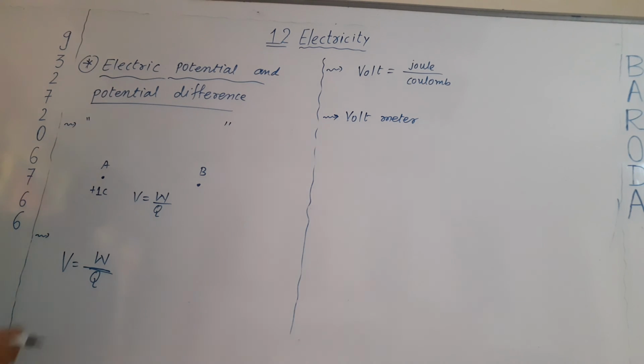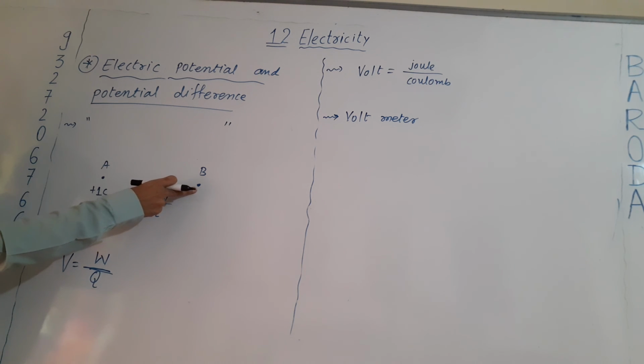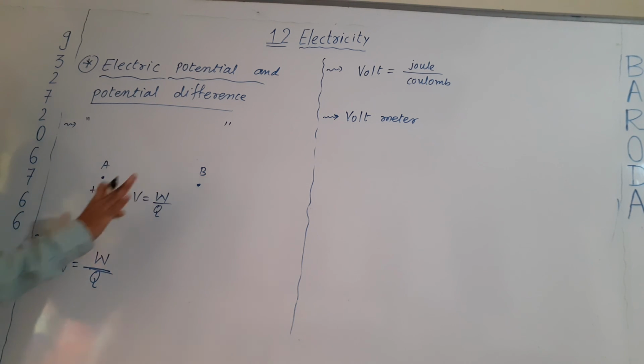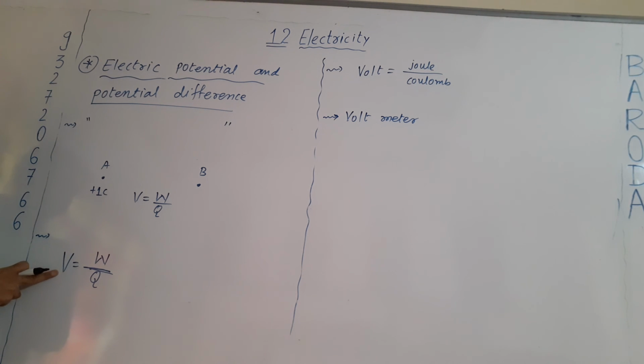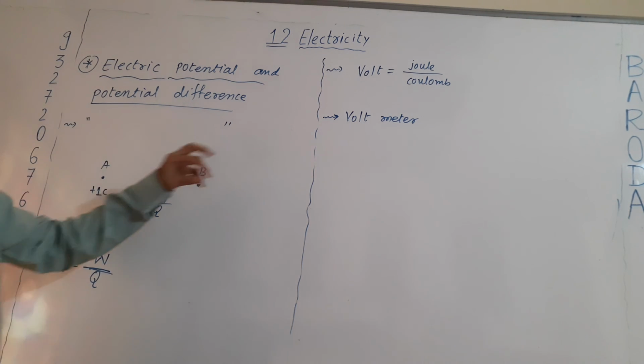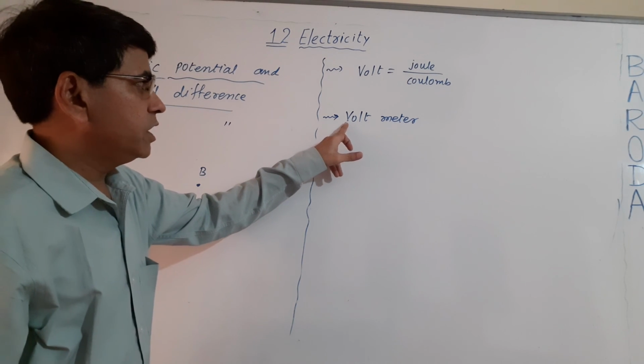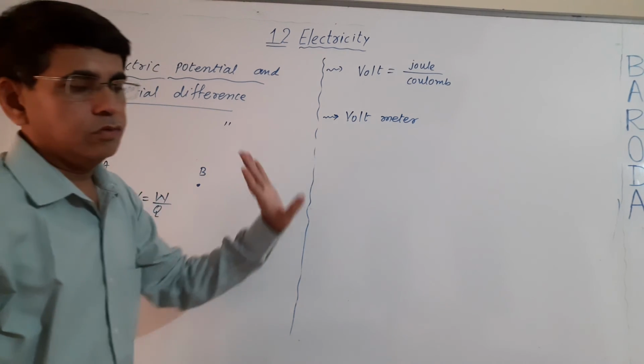So once again, work done per unit positive charge to move it from one point to another point is called potential difference between these points. V equals W by Q. Unit of potential difference volt equals joule per coulomb. The instrument to measure the potential difference is known as voltmeter.